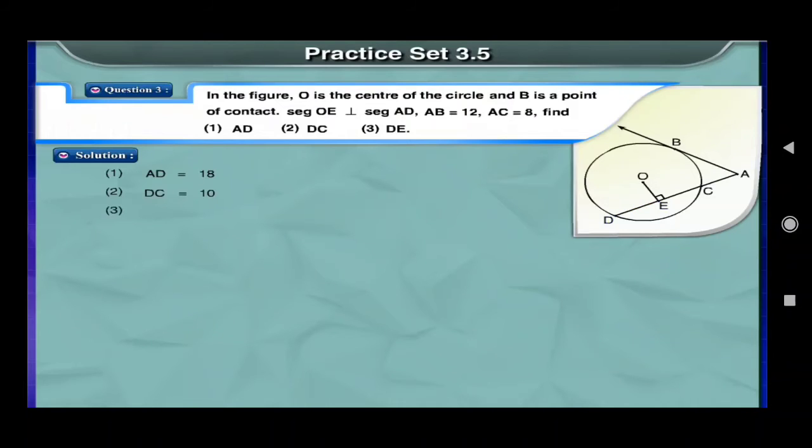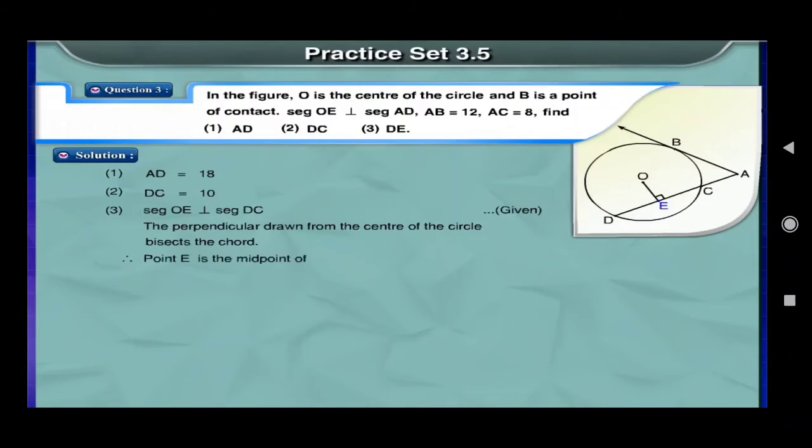How will you find DE now? Which theorem or property will you use? Correct. Segment OE is a perpendicular drawn from the center O of the circle to the chord DC. We have learned the theorem: the perpendicular drawn from the center of the circle bisects the chord. Therefore, point E is the midpoint of chord DC.